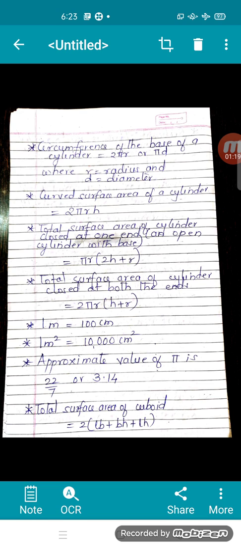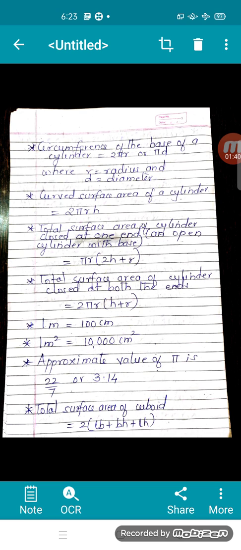1 meter is equal to 100 centimeter. 1 meter square is equal to 10,000 centimeter square. Total surface area of a cylinder closed at one end will be pi r bracket 2h plus r. Total surface area of a closed cylinder will be 2 pi r bracket h plus r.